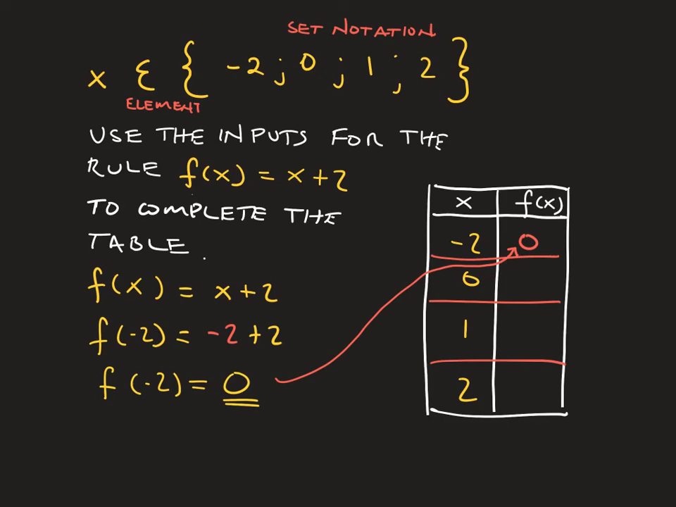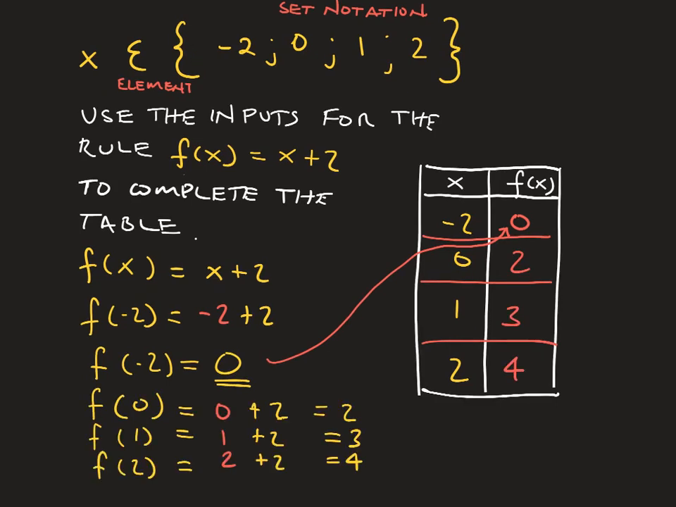Now take a moment and see if you can determine the remaining values in the table. All right, here we go. If you put in 0, 1, and 2 for x, using the rule of x plus 2, 0 plus 2 equals 2. And we put that up there in the table for when x is 0. The output is 2. Then if we do the rest, when we put in 1, we get 3. And if we put in 2, we get 4.